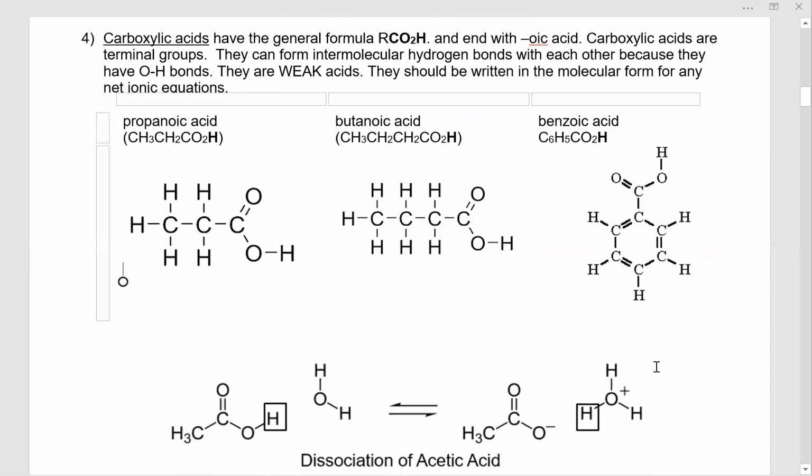Okay, let's take a look at carboxylic acids. So we have looked at carboxylic acids before. They have the general formula of RCO2H. So look out for that CO2H, and they always end with oic acid. Carboxylic acids are always going to be terminal groups, meaning they're at the end of a chain of carbons. They can form weak intermolecular hydrogen bonds with each other because they have OH bonds. They are all weak acids. They should be written in the molecular form for any net ionic equation.